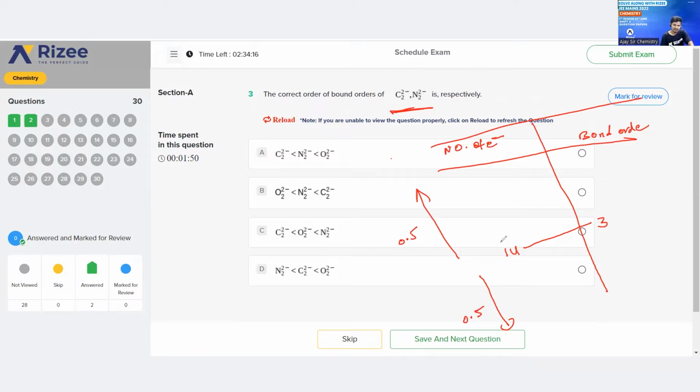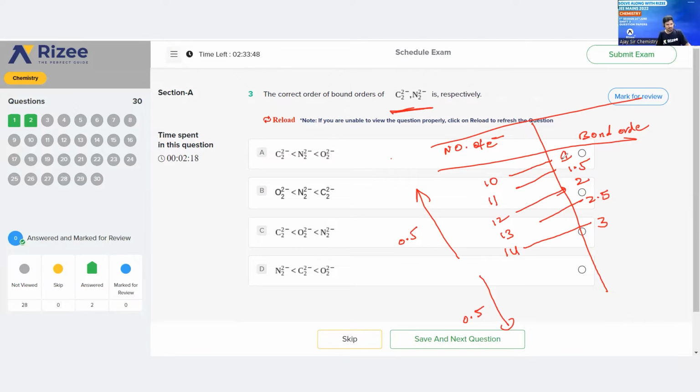See here, if 13 electrons are there, the bond order is 2.5. Now we have to decrease 0.5. Next, if 12 electrons are there, the bond order is 2. If 11 electrons are there, the bond order is 1.5. If 10 electrons are there, the bond order is 1. Very simple.